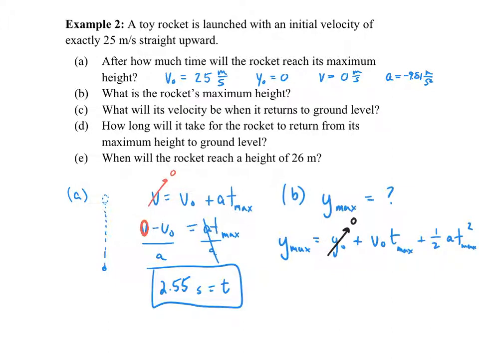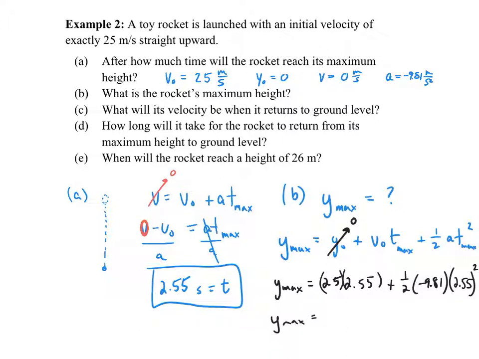So now it's a plug and chug. Okay, no rearrangement at all. Let's get y max. We're going to plug in. We got 25 times 2.55 plus 1/2 negative 9.81 times 2.55 squared. We're going to get a height of approximately 31.85 meters. Around 31.85 meters.